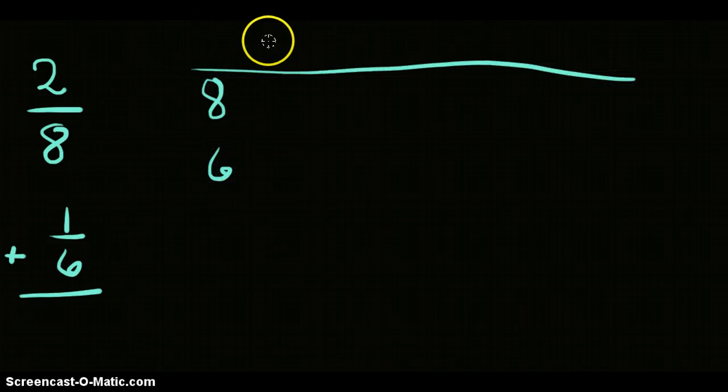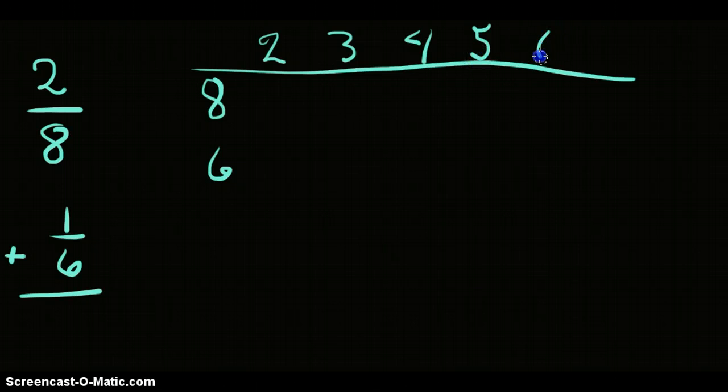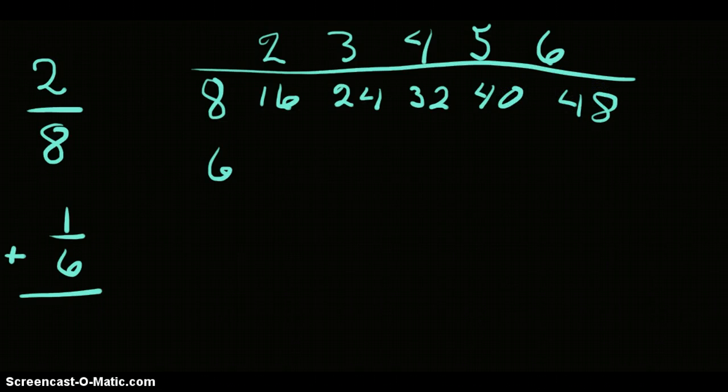I'm going to multiply each of them by 2, 3, 4, 5, 6. You can multiply them by as many numbers as you need to, but I think this is going to do the trick. 8 times 2 is 16, times 3 is 24, times 4 is 32, times 5 is 40, times 6 is 48. Perfect. Helps if you know your multiplication tables too. 6 times 2 is 12, times 3 is 18, times 4 is 24, times 5 is, wait a second.